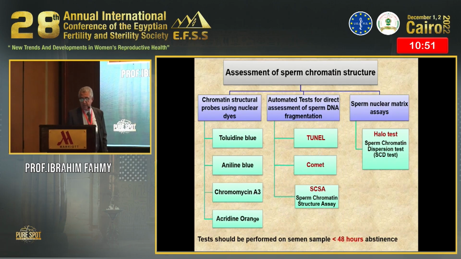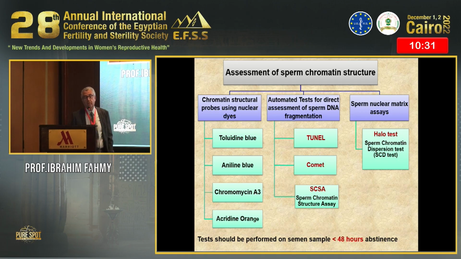Assessment of sperm chromatin structure or sperm DNA fragmentation: you have a lot of tests. Some of them depend on using nuclear dyes, and some are automated: the TUNEL, the COMET, and the sperm chromatin structure assay, and other tests like the sperm chromatin dispersion test, or the halo test.